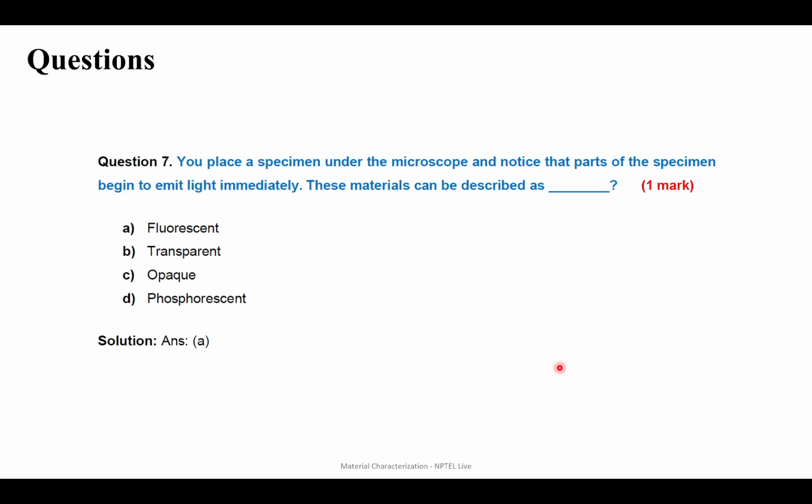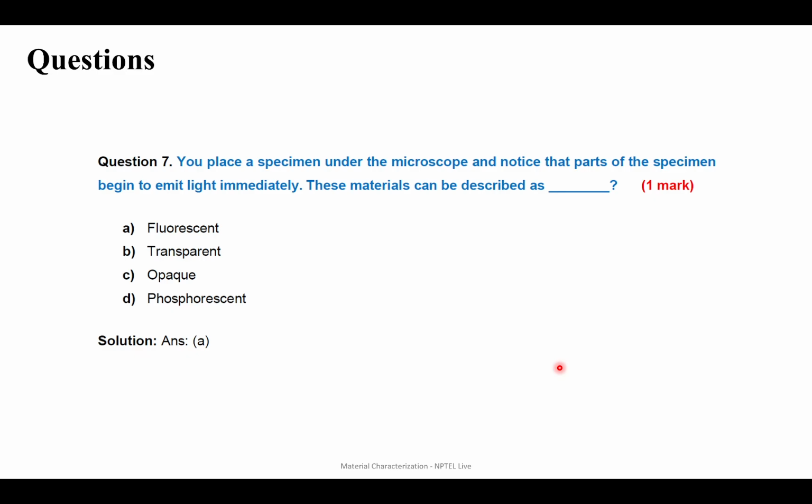So the answer to this is actually A, fluorescent. So transparent means you can see through the object. Opaque means you cannot see through an object. Both fluorescent and phosphorescent means that the object is emitting light when you shine light on it.